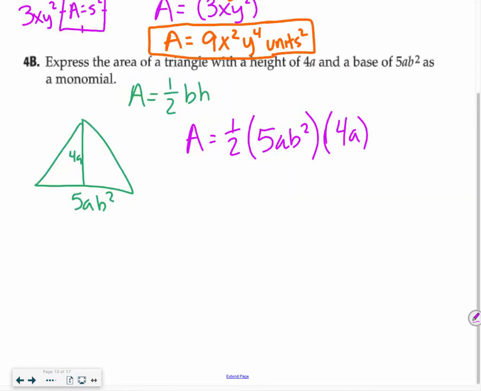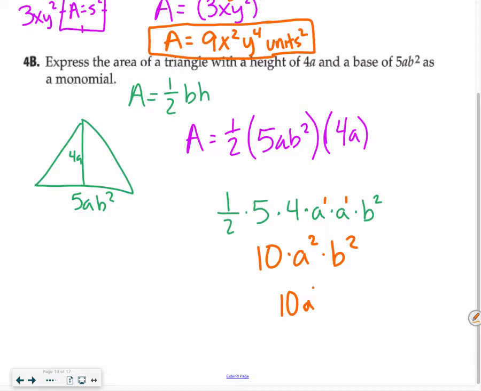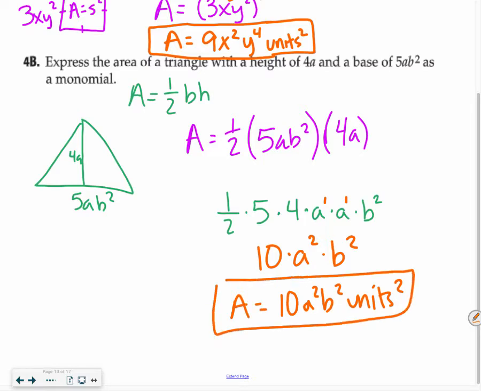Okay, so what I'm going to start with is I'm going to take all of my numbers. I have 1/2 times 5 times 4. Then I have a times b squared. So I have to figure out how I simplify these. 1/2 times 5 times 4 is 10 times a, remember these are each the first, so this becomes not a, but a squared and b squared. So 10 a squared b squared units squared, because we are talking about area. So we label our answers.